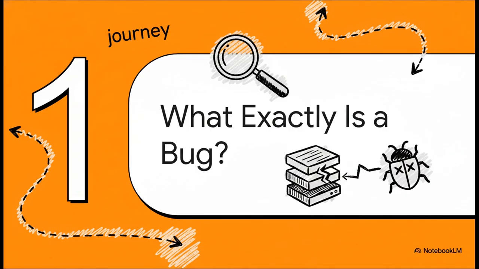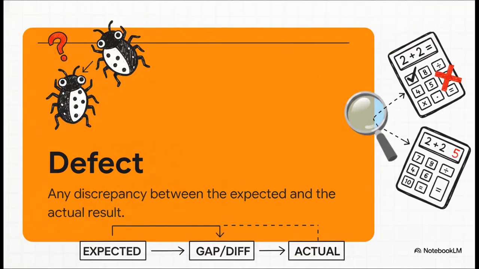Okay, so to really follow a bug's journey, we've got to be clear on what we're actually talking about. In the software world, there's a more official term for it, a defect. And this definition right here, it's perfect. It boils everything down. A bug, a defect, whatever you want to call it, is just a gap. A gap between what a program is supposed to do and what it actually does. Think about it. If you open a calculator app and type in 2 plus 2, you expect to see 4. If it spits out 5, well, that's a defect. It's that simple at its core.